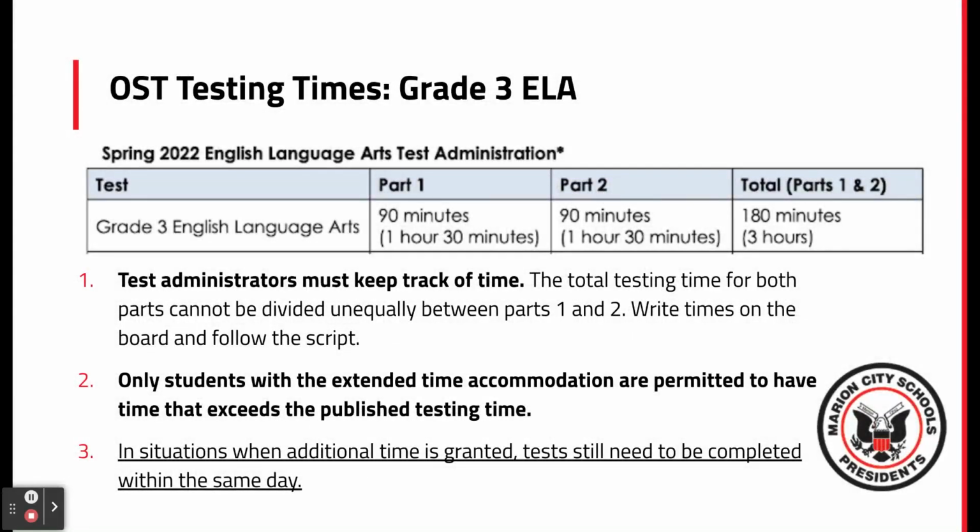So the testing times for grade 3 ELA, 90 minutes for part one, 90 minutes for part two. These are on two separate days. Test administrators must keep track of time. The total time for both tests is 180 minutes. And only students with the extended time accommodation are permitted to have time that exceeds the published testing time.